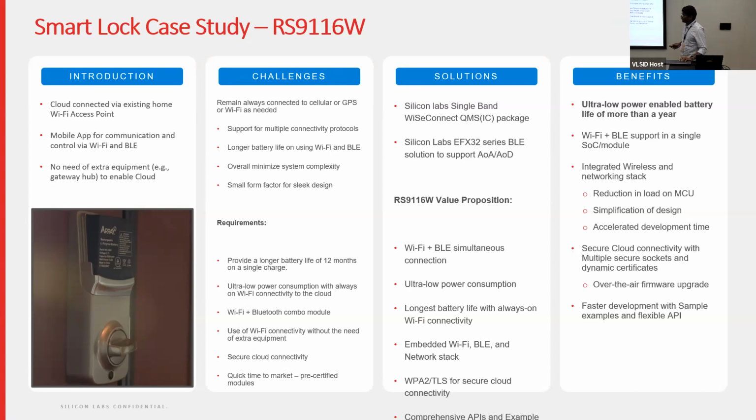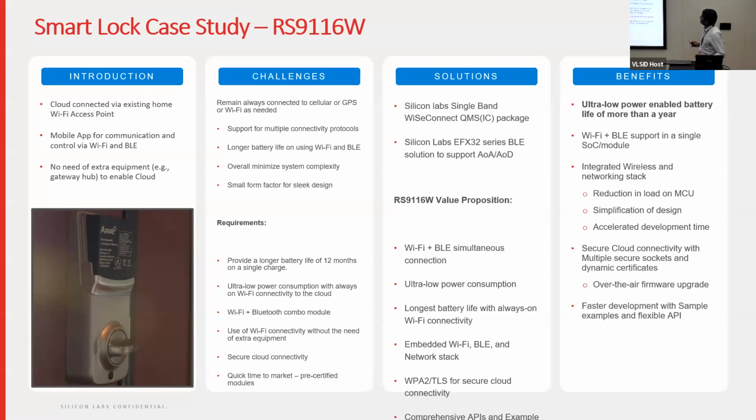For example, traditional door locks are not smart locks. They don't need any firmware upgrade or battery replacement. But in the case of a smart lock, it does need firmware upgrade options, and low battery power comes into the picture. So here also he uses a Wi-Fi and Bluetooth combo module, and he requires a longer battery life of 12 months on a single charge.